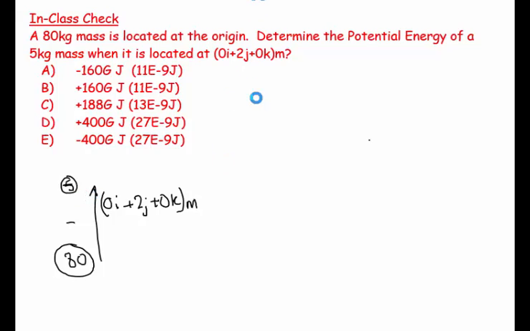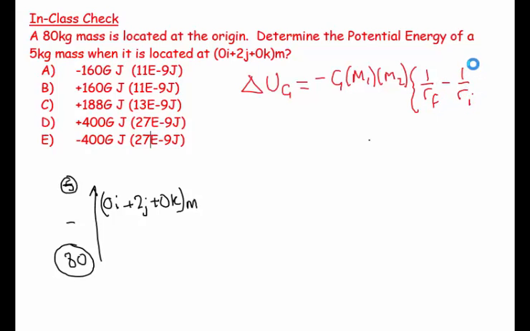I need to find a relationship that determines what to do. I try to learn as few equations as possible, and I remember that my difference in potential energy between 2 points was equal to minus G M1 M2 times 1 over R final minus 1 over R initial.